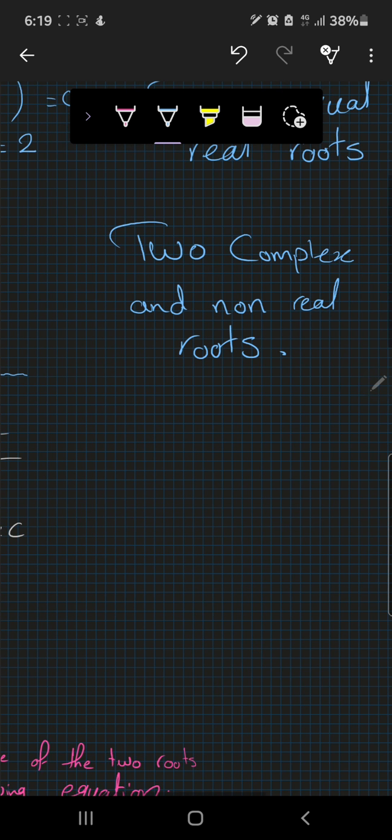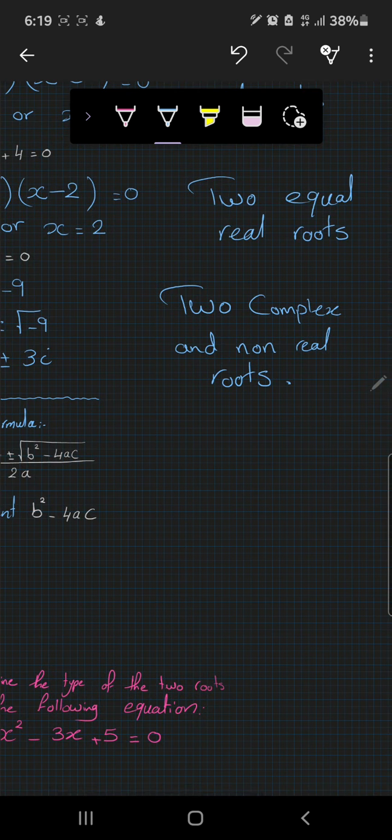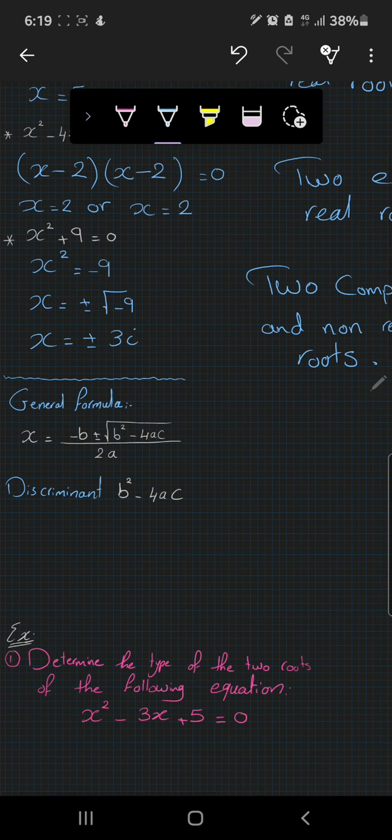Okay, how to know the type of roots without solving the equation, without factorizing the equation? First, remember the general formula to get the root of the quadratic equation. We have the general formula, x equals negative b plus or minus the square root of b² − 4ac, over 2a. We have the discriminant, it's under the square root. So b² − 4ac, we call it the discriminant.